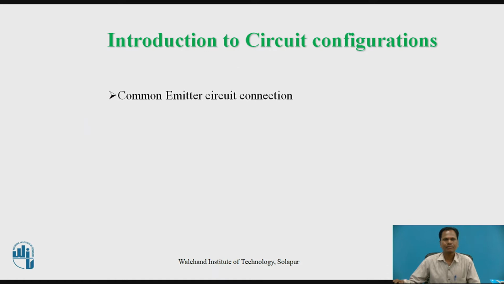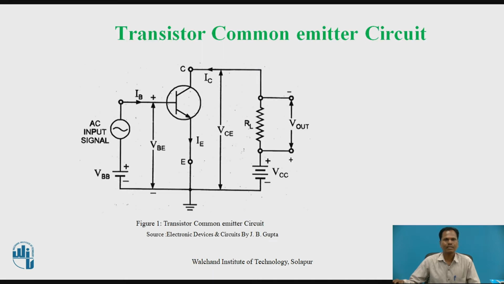Now let us first think about what is a common emitter circuit configuration. In common emitter circuit configuration, the input signal that is to be amplified is applied to the base terminal of the transistor, and output is taken from the collector. The emitter terminal is common to both input and output.